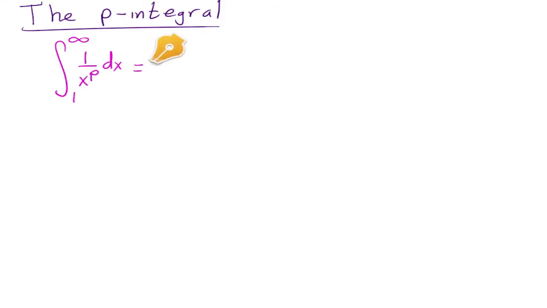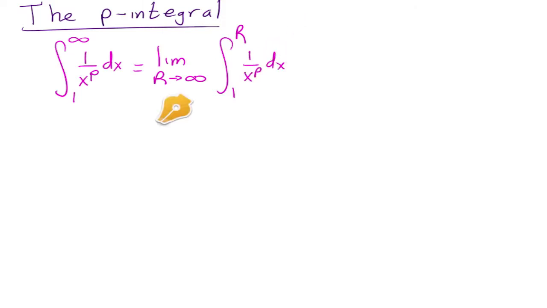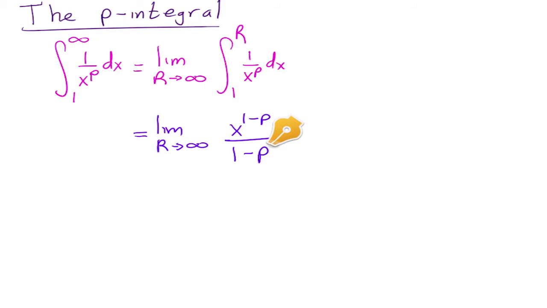Okay, so what would we do first? Yes, it is a limit. Correct. So there's the limit as r goes to infinity of the integral from 1 to r of 1 over x to the p dx. Okay, so this is equal to the limit as r goes to infinity of, what's the antiderivative? This is the same as x to the negative p, right? So negative p plus 1, is it okay if I write it 1 minus p? So x to the 1 minus p, divided by 1 minus p, and this is evaluated from 1 to r.